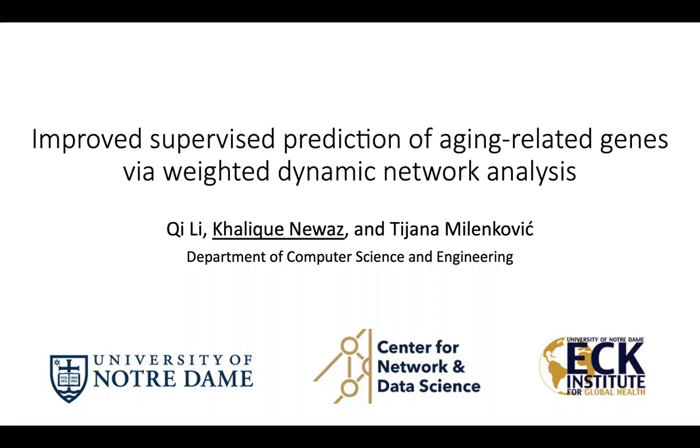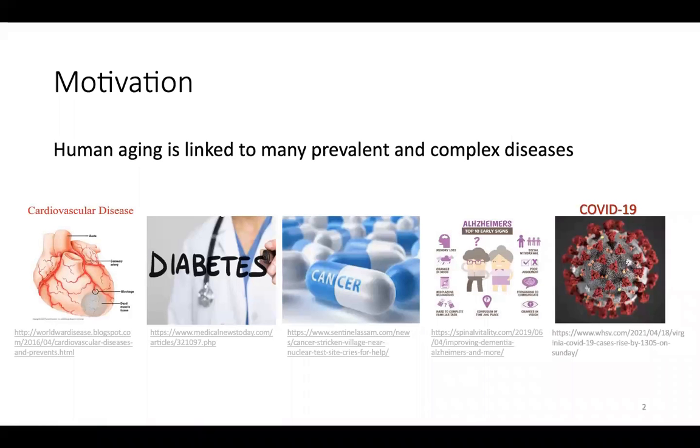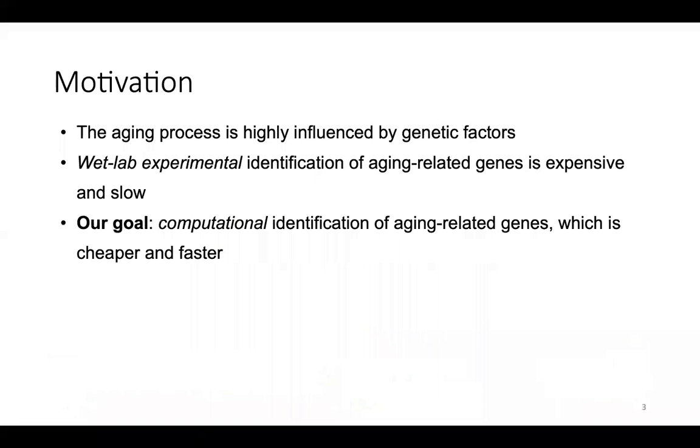Today I'll present a work on supervised prediction of aging-related genes. Aging is related to many diseases such as diabetes, cancer, Alzheimer's, etc. Hence, understanding molecular mechanisms behind aging can also help us understand these diseases. Using wet lab experiments to study aging can be time-consuming and costly. Hence, computational approaches are used, which are much cheaper and faster. The goal of our study is to computationally predict aging-related genes.